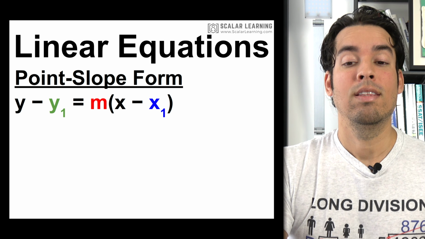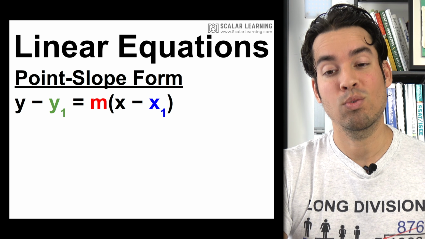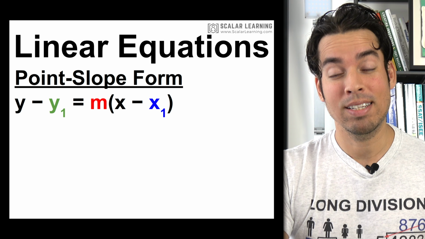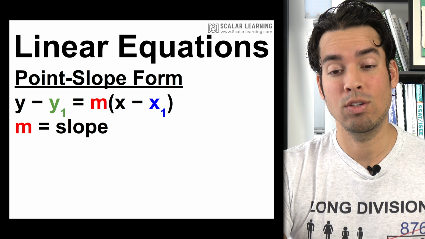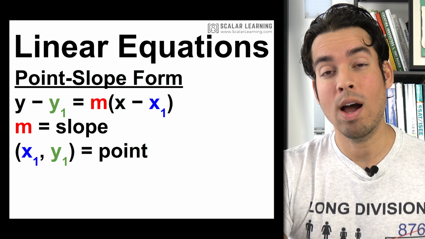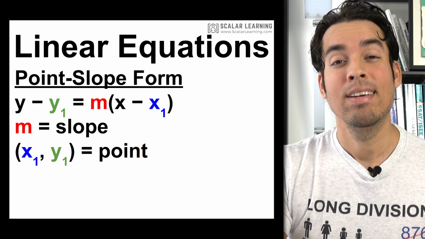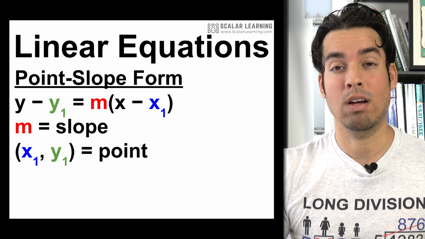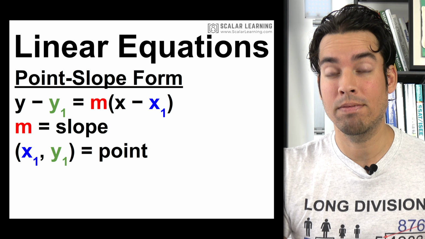In this case, the format for the equation is y minus y1 equals m times x minus x1, and once again the m value is slope, and the x1, y1 values are simply the coordinates of any point on this line. You can choose anything and it'll still be a valid equation.